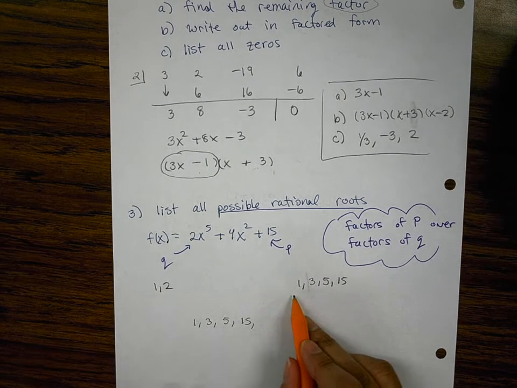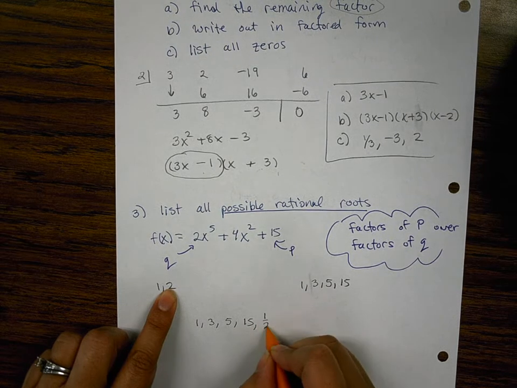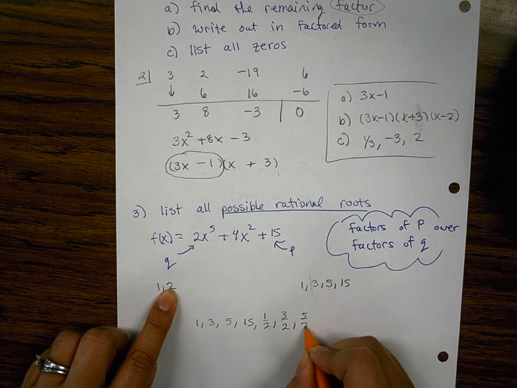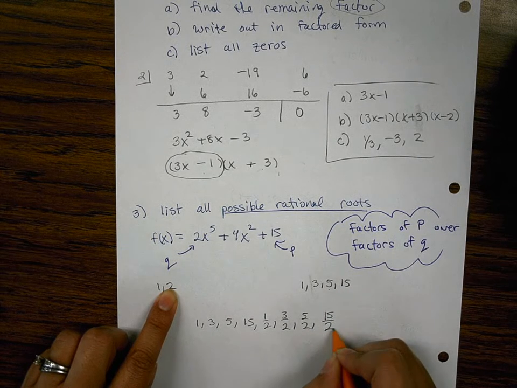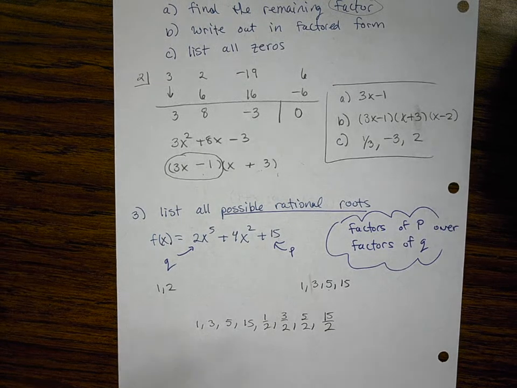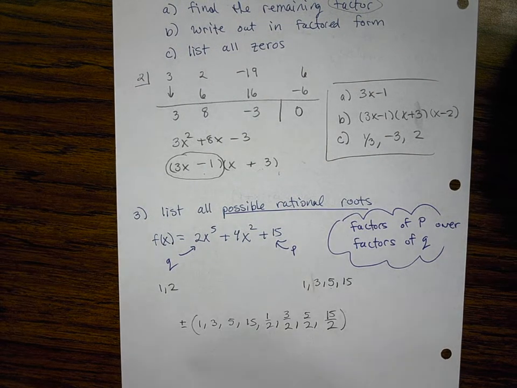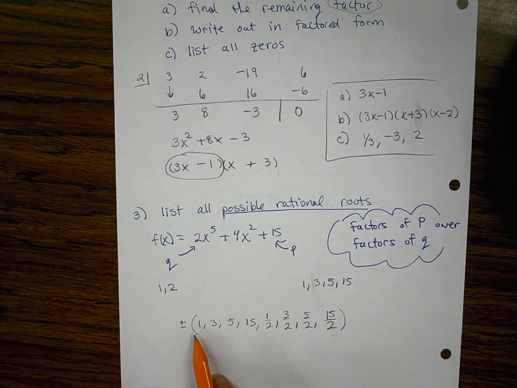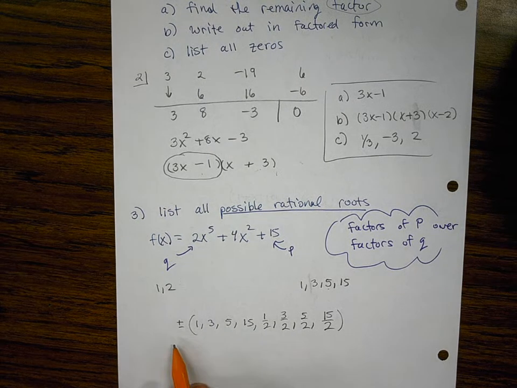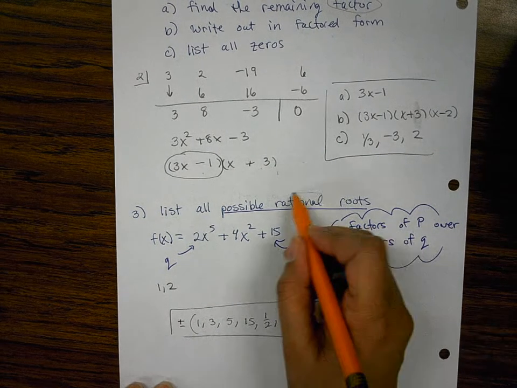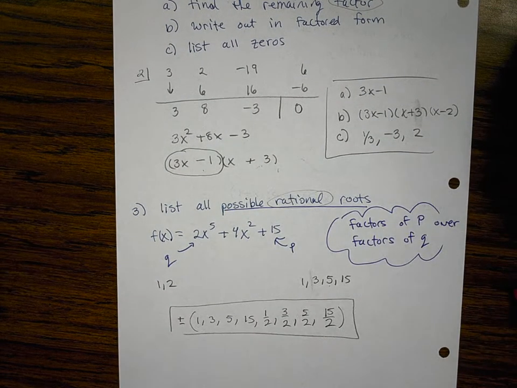Now I'm going to do them all over the 2. So 1 over 2, 3 over 2, 5 over 2, and 15 over 2. You would reduce if you could, but nothing reduces. And you do have to know, I'm going to put parentheses here, plus or minus. You could write plus or minus in all of them, but I just put it on the outside. Plus or minus all of them are possible rational roots. There might be imaginary solutions, there might be radical solutions, but these are possible rational roots.